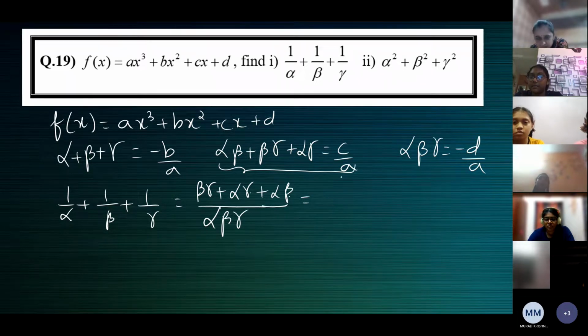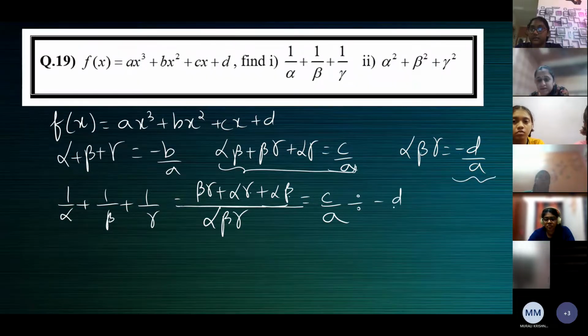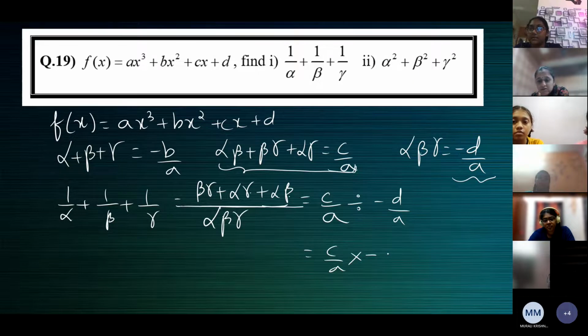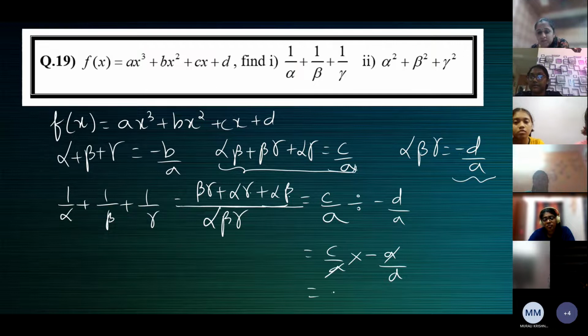C by A, ma'am. C by A divided by, what's the value of alpha beta gamma? Minus D by A. So what will happen in the next step? C by A into A by minus D. Very good. So A and A will get cancelled. So the value is minus C by D. So the value of 1 by alpha plus 1 by beta plus 1 by gamma is equal to minus C by D.